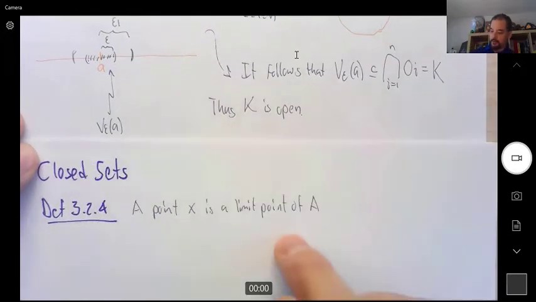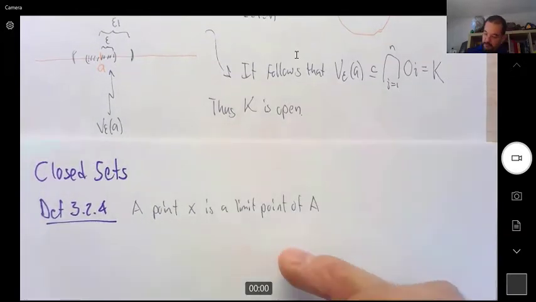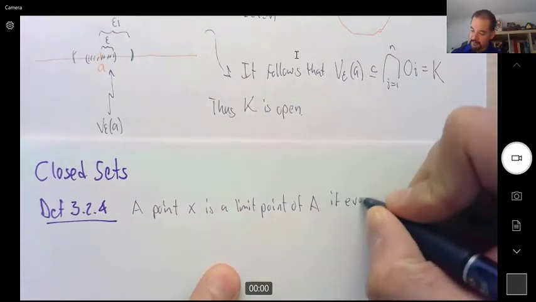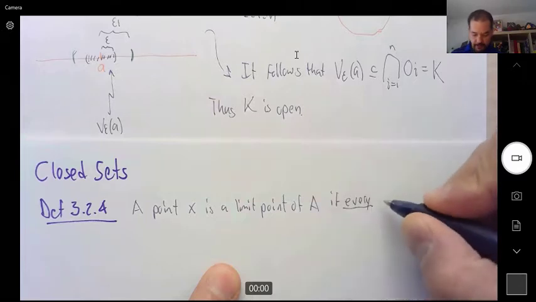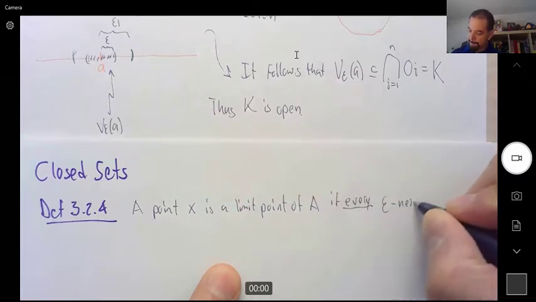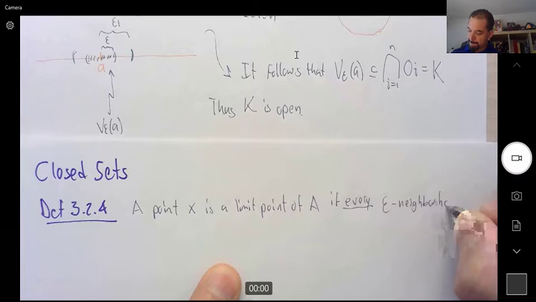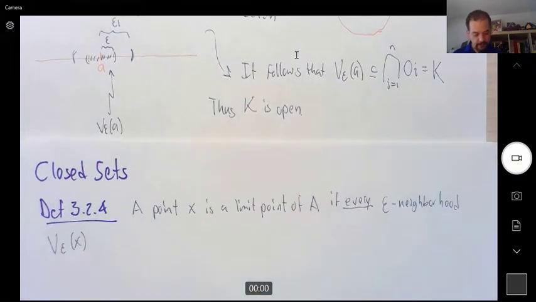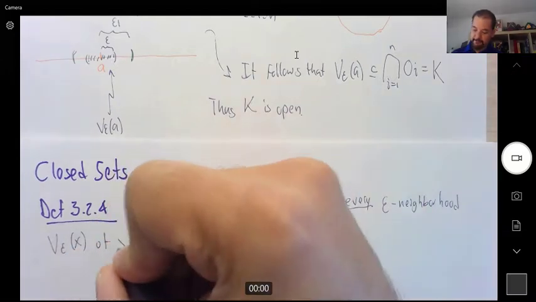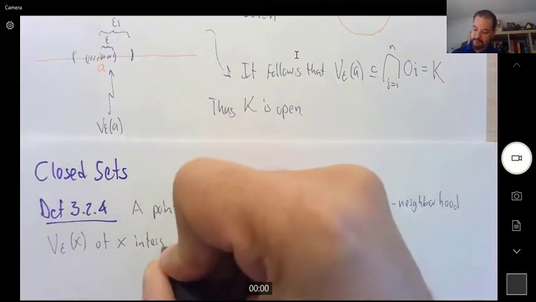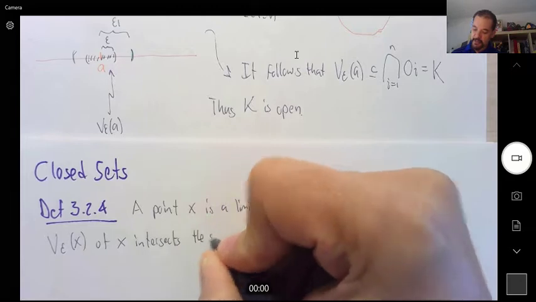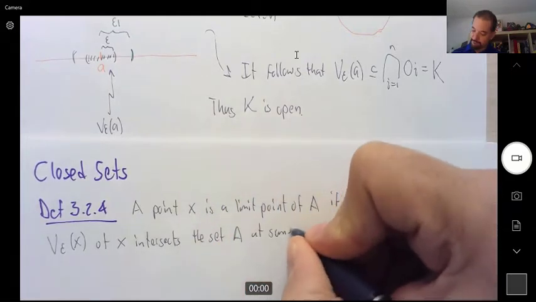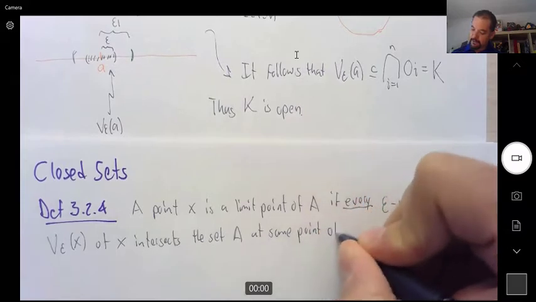So what is a limit point? X is a limit point of A if every, this is important, every epsilon neighborhood V sub epsilon of X, so centered at X, intersects the set A at some point other than X.